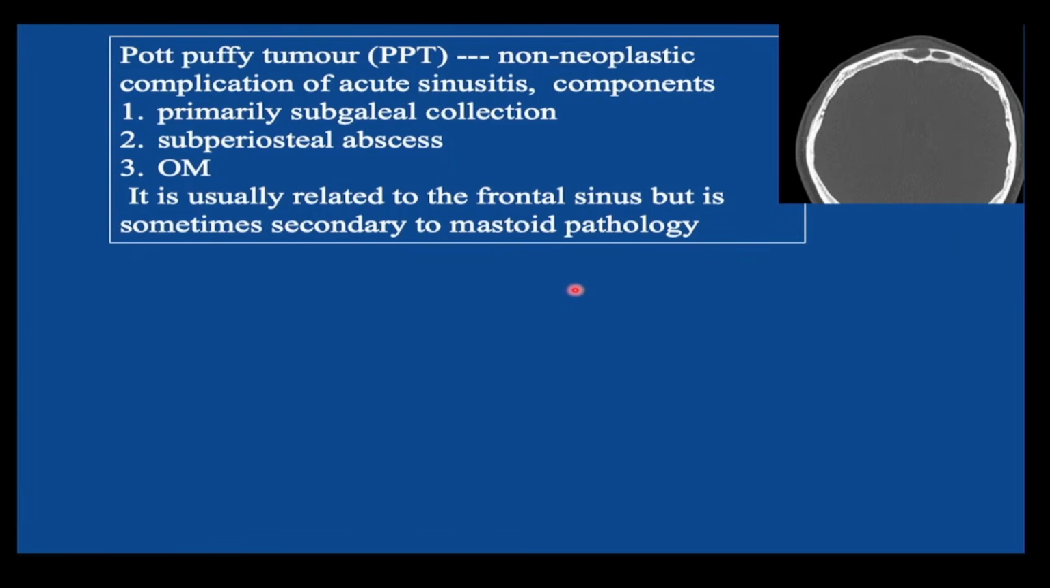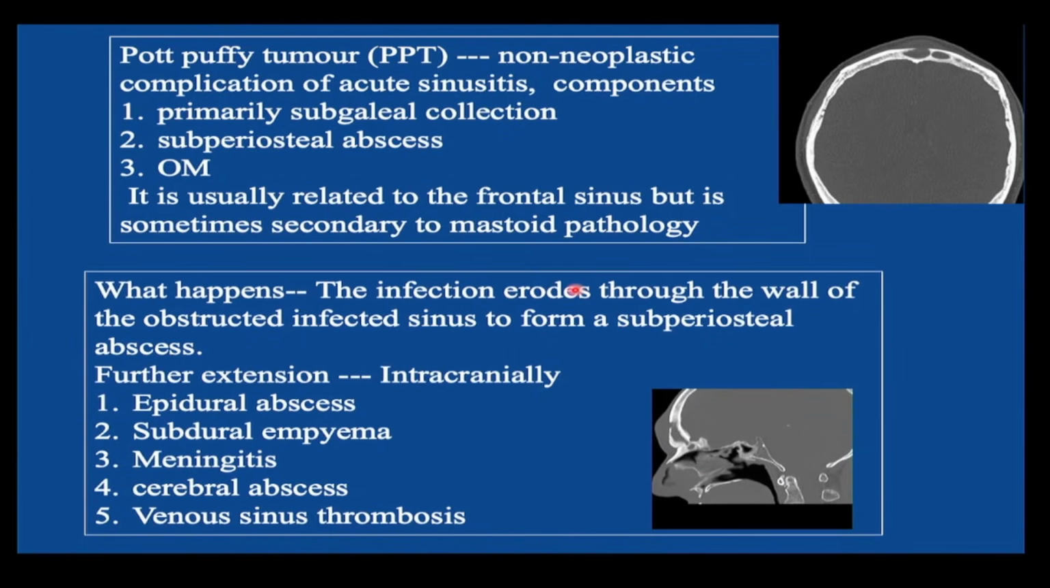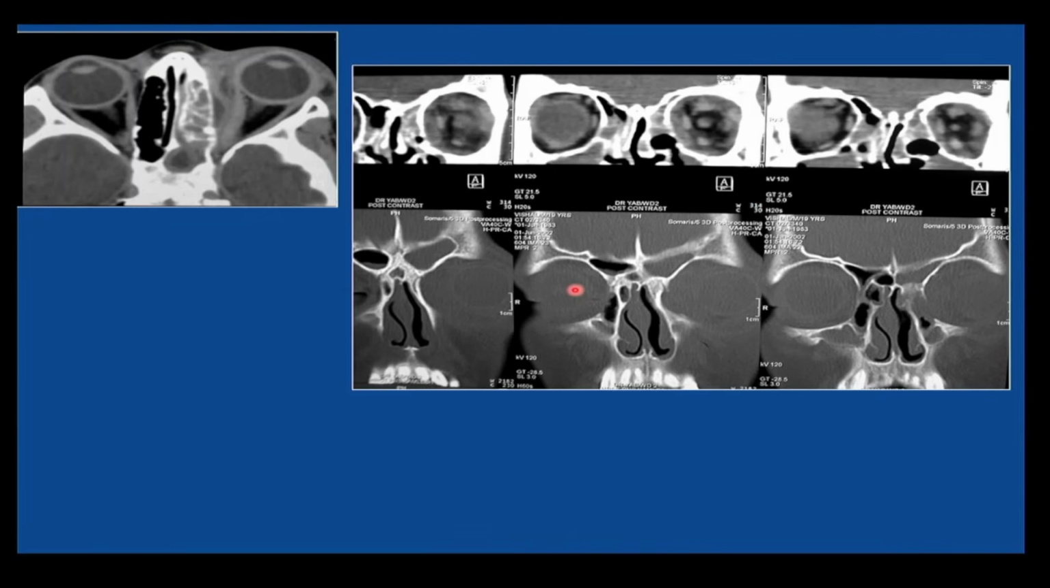Excellent. So this is a Pott puffy tumor, a misnomer because it's not a tumor, it's non-neoplastic, and it's a subgaleal collection or a scalp collection. And subperiosteal abscess, you can get osteomyelitis. Frontal sinus is the most common, but it can further extend intracranially and cause empyemas, epidural abscesses, meningitis. To an extent, it can go on to cerebral abscesses, venous sinus thrombosis. So, PPT, Pott puffy tumor.